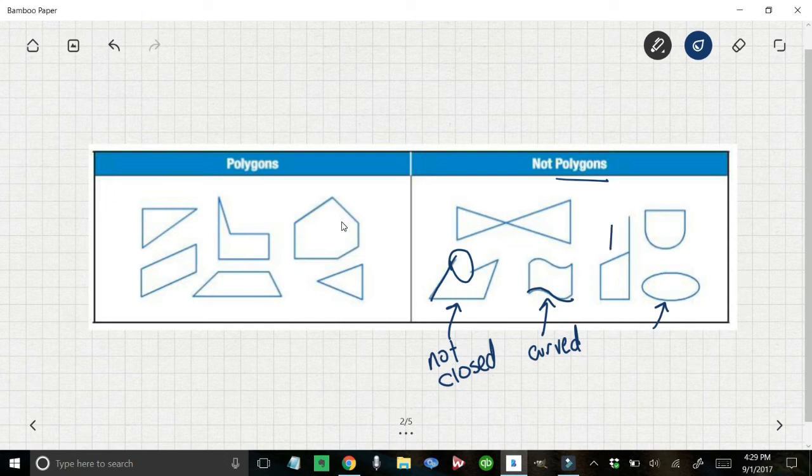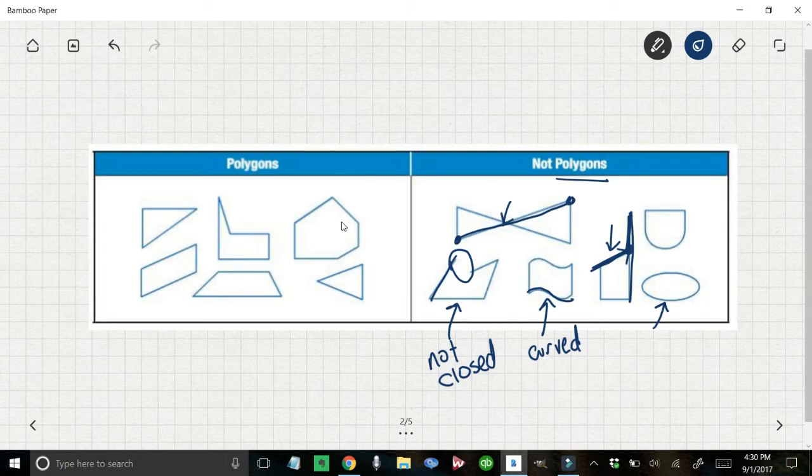The problem with this one is this kind of like tail thing hanging off. Another part of the actual definition of polygon says that each line segment has to only intersect others at their endpoints. So because this line segment's intersecting it here, and that's not the endpoint of this line segment, that's the issue with this one. And the same thing here. This line segment's not just intersecting endpoints, it's also intersecting someplace in the middle of this other one. So these are not polygons.